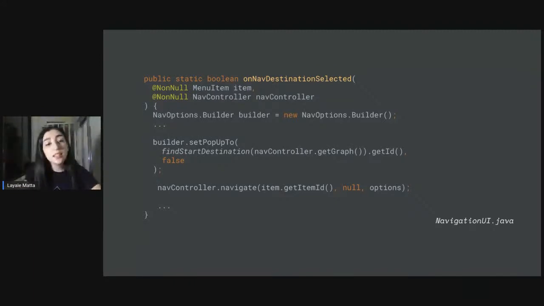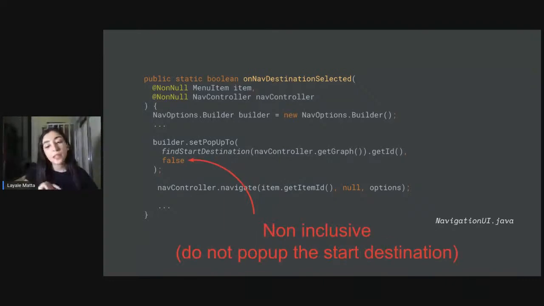And you can see that every time you click on a tab, it actually pops up to the start destination. And what is the start destination? It's actually the home fragment, the start destination of our graph. So what it means is that every time I click a new tab, it's actually popping up everything that is in the backstack and showing me the home fragment. And that's not what we want.